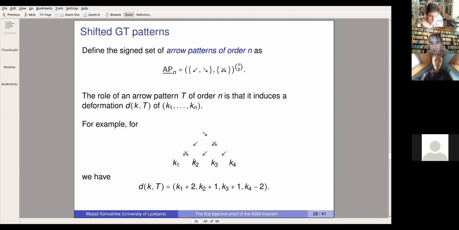How does that work? Well, let me show you here with K2. For K2, you look at the number of arrows that point at it from the right and subtract the number of arrows pointing at it from the left. So that's 2 minus 1, so K2 plus 1 is the appropriate deformation. And K3, 1 minus 0 plus 1. And K4, 2 arrows pointing at it, so minus 2.